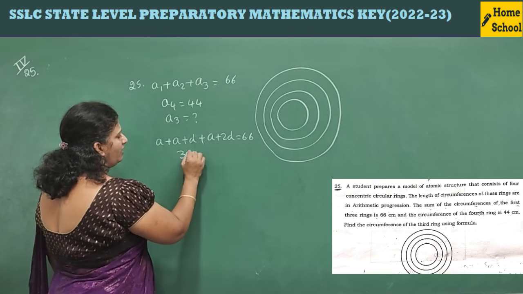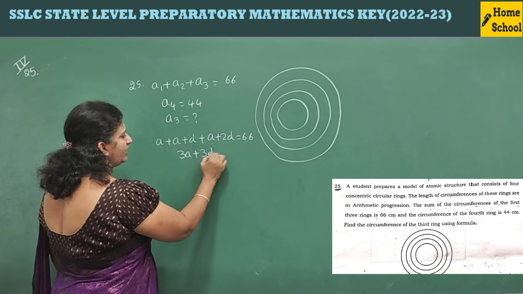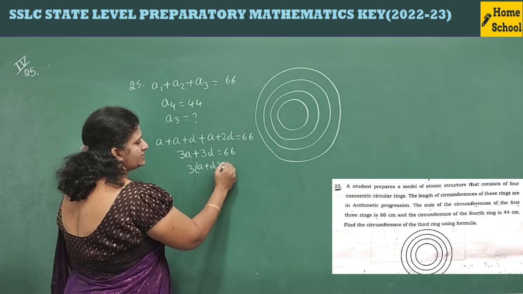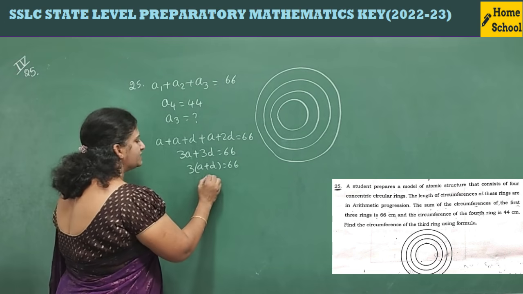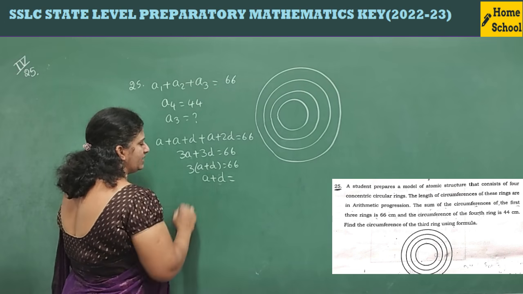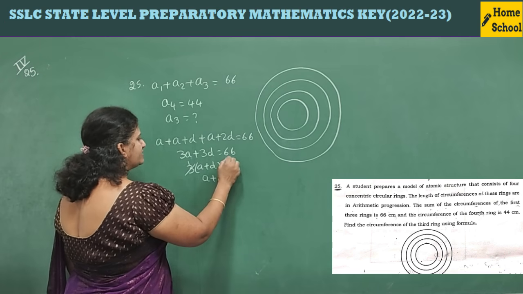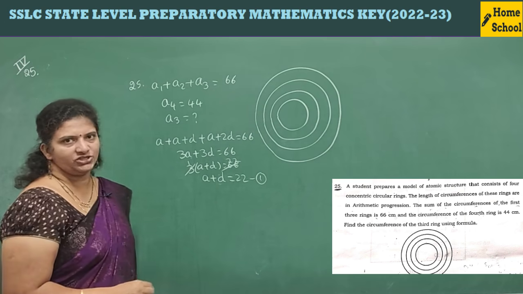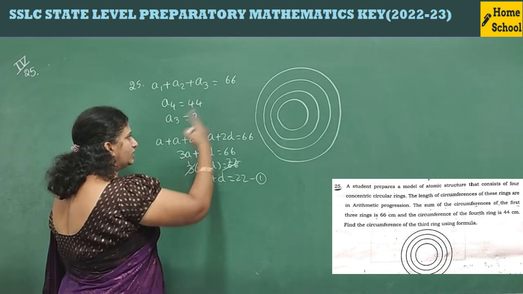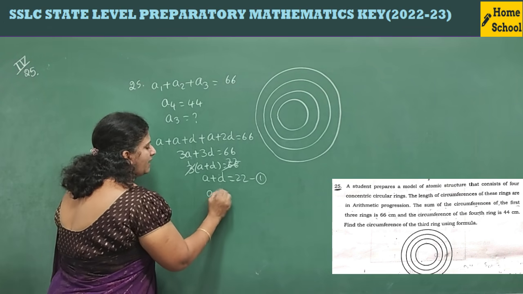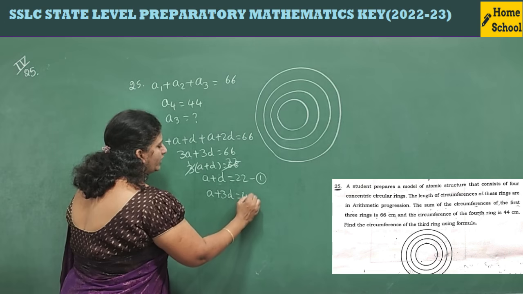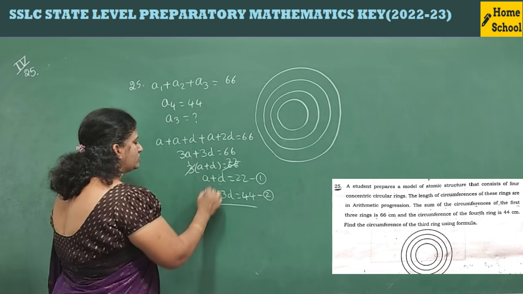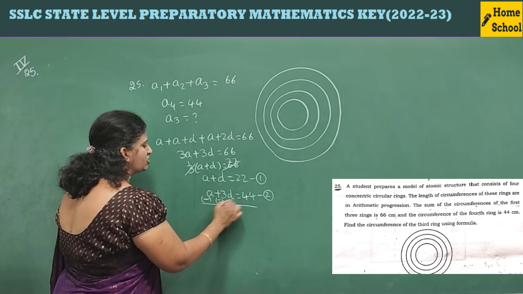A and 3a plus d plus 2d is 3d is equal to 66. Take out 3 common. A plus d is equal to 66. 3 transpose other side. A plus d is equal to, directly you can cancel 3 ones, 3 22s. Right, a plus d is equal to 22. Mark it first equation. And they have given fourth ring circumference, that is a plus 3d is equal to 44. Second equation, right? Now simplify these two equations. So let me subtract the two equations.